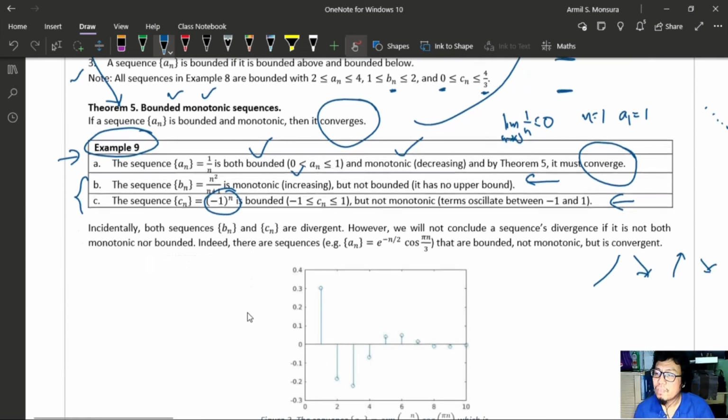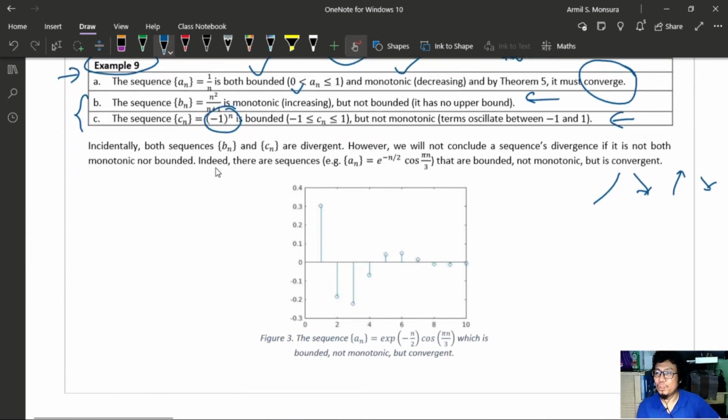Now, incidentally, both sequences Bn and Cn are divergent. However, this is what I am saying: we will not conclude a sequence's divergence just because it is not monotonic or not bounded. Indeed, there are sequences that are bounded, not monotonic, but convergent.